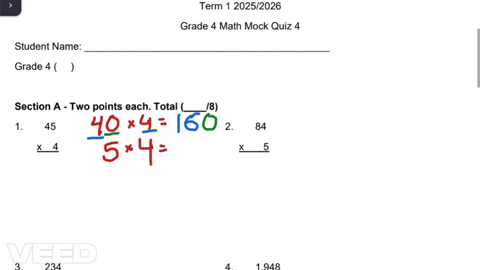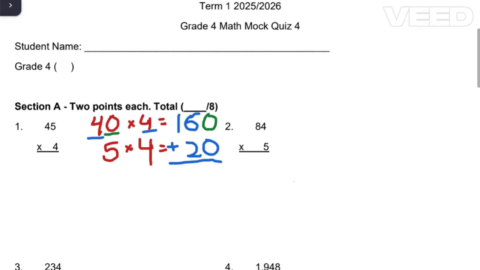Next up, we want to do 5 times 4, which we know is 20. And then we add our partial products to get our final answer. So when we add 160 plus 20, let's also make sure that our ones, tens, and hundreds are lined up. See, my ones are lined up with my zeros, my tens are lined up with my 6 and my 2, and my 1 is my only hundreds digit.